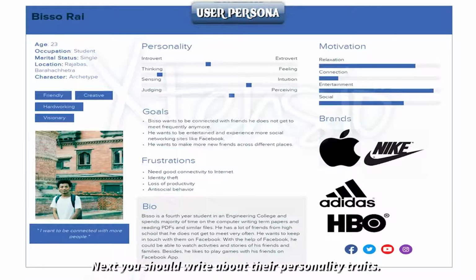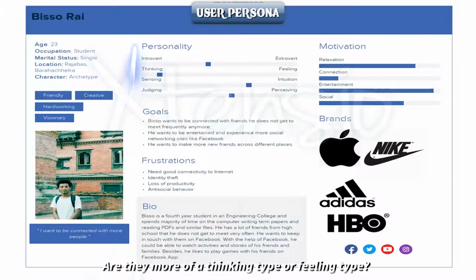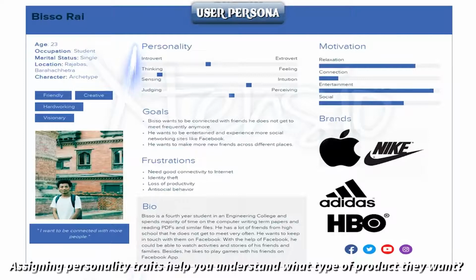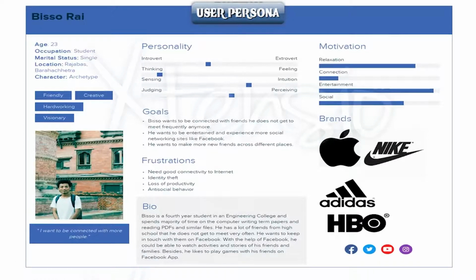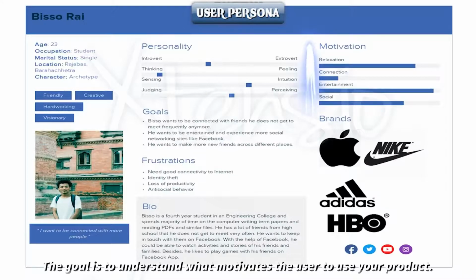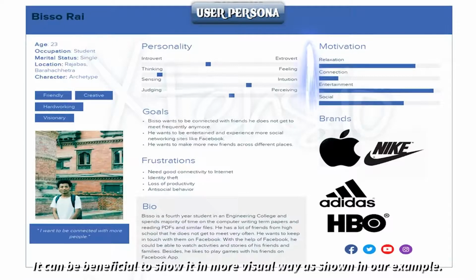Next, you should write about their personality traits. Is your persona an introvert or someone who likes going out? Are they more of a thinking type or a feeling type? Assigning personality traits helps you understand what type of product they want. Next, you should write about the motivation of your persona. The goal is to understand what motivates the user to use your product. It can be beneficial to show it in a more visual way, as shown in the example.